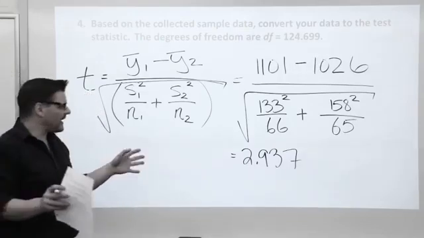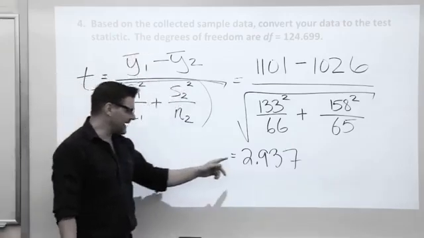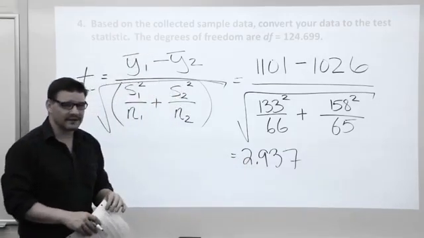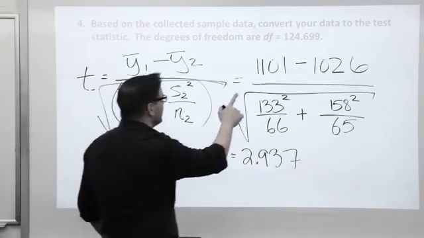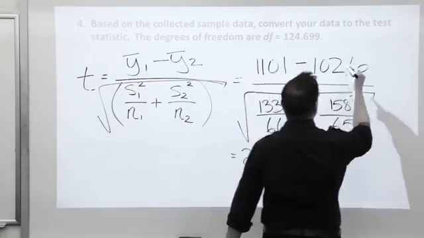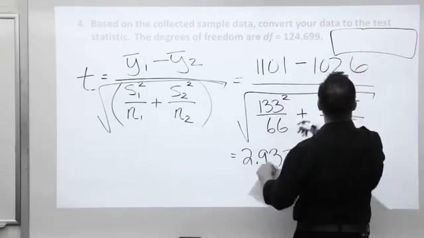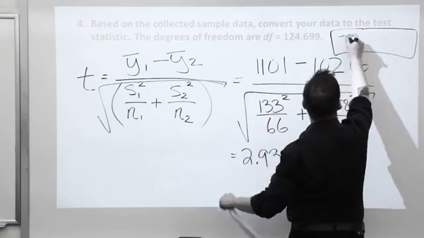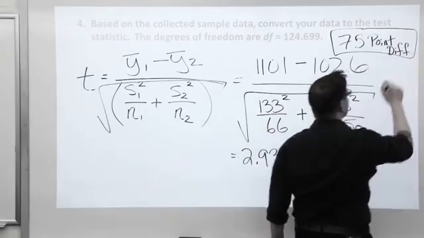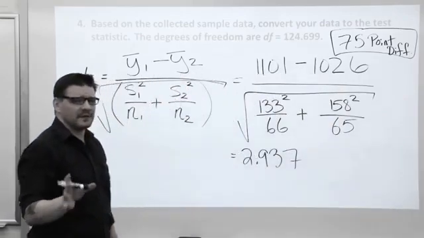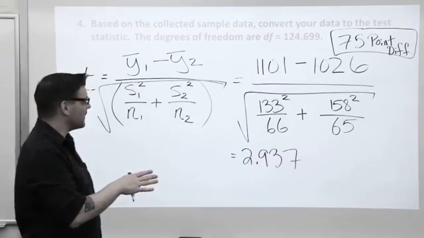We don't want to lose sight. What on earth does this number mean? Formulas are getting complicated. We've boiled it down to 2.937. What does that mean? Let me tell you. What's the difference? If I look at the 1101 minus the 1026, subtract these off, isn't this a 75-point difference? So from our two samples, the graduates did 75 points better on average than the freshmen or the incomers.